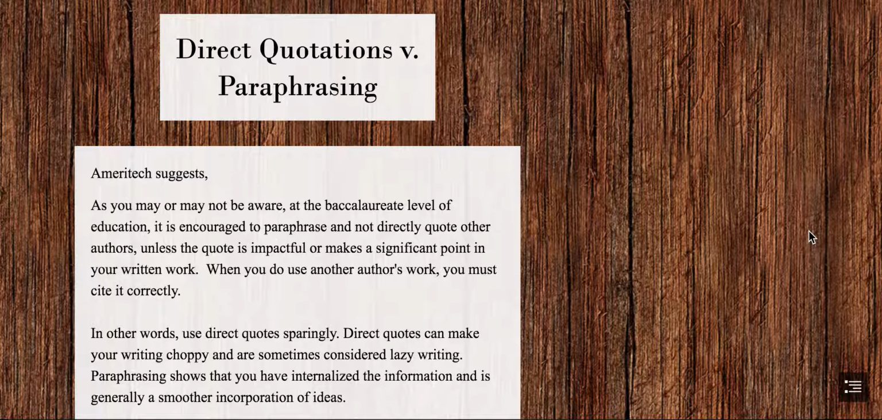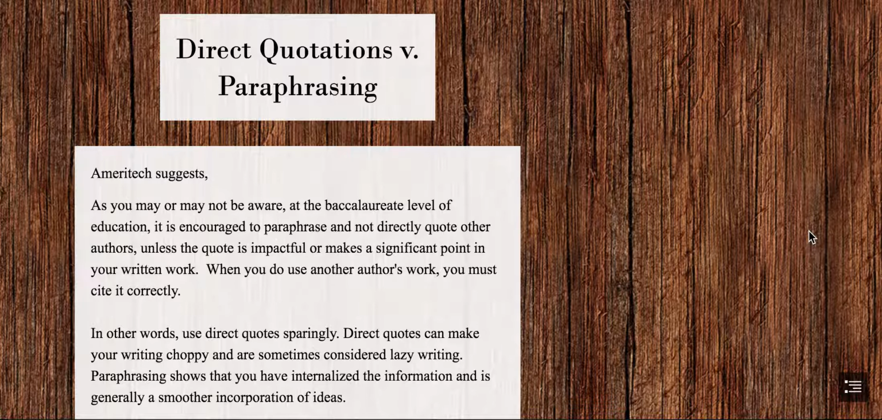But you want to use direct quotes not as fillers. You don't want to use a direct quote because you're trying to take up space. And you don't want to use a direct quote because you don't want to take the time to put it into your own words. You want to use direct quotes when it is something that is said so powerfully, that has such an impact that changing the words would take away from that impact. Then you would use a direct quote.